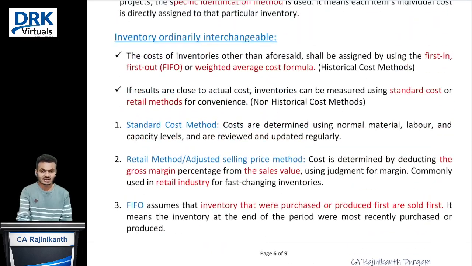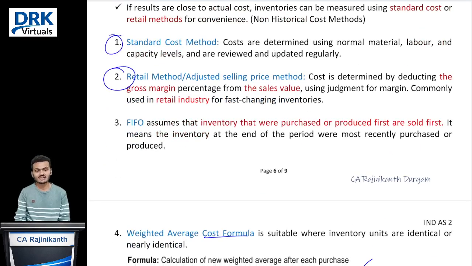And coming to the standard cost method, this is a non-historical cost method. It is of course a costing concept. What we do is determine a predetermined rate called standard rate. When we know the actual cost, we do the variance analysis. That's it. And the retail price method, we can call it the adjusted selling price method also.